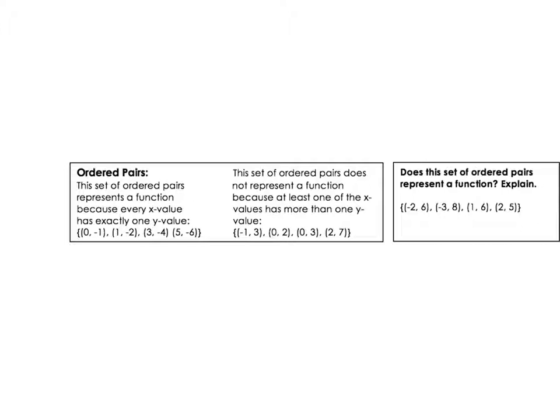Okay, so let's look at what functions look like as a set of ordered pairs. Here we have a set of ordered pairs, and it is a function because every x only has one y. 0 only goes with -1, 1 only goes with -2, 3 only goes with -4, and 5 only goes with -6. This one's not a function because 0 goes with both 2 and 3. So the x value of 0 has 2 y values, so it's not a function.